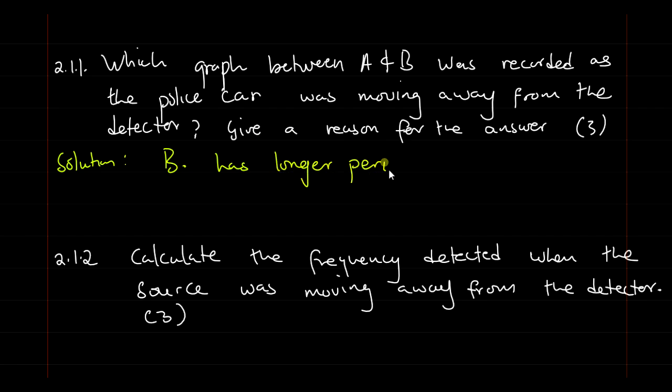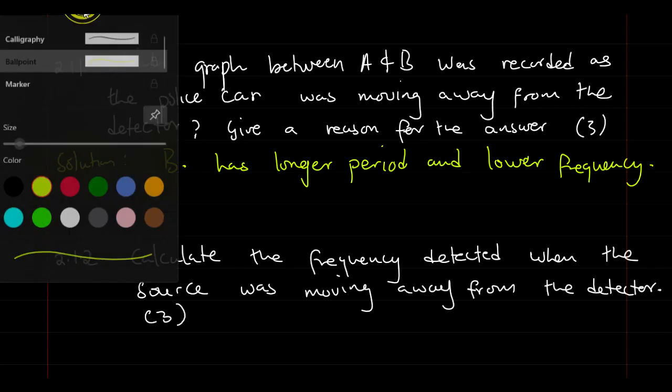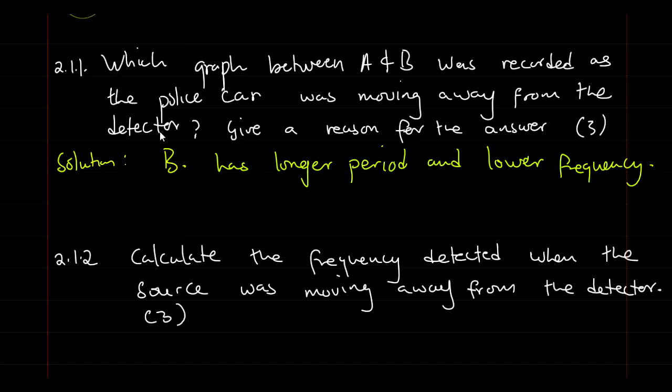Longer period and lower frequency. So now you have your 3 marks. You have one mark for the correct answer and 2 marks for the reason. Longer period and what? And a lower frequency.